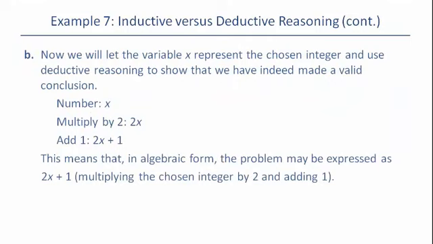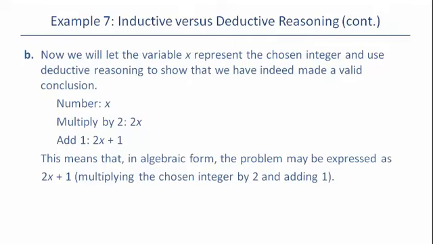Now, if we want to do deductive reasoning, we have to go to the algebra. So we're going to let x represent whatever positive integer we choose, and then use deductive reasoning to show that we do, in fact, have this valid conclusion. If x is the number we choose, when we multiply it by 2, we get 2x. When we add 1 to it, we get 2x plus 1. So in algebraic form, the result will always be of the form 2x plus 1.